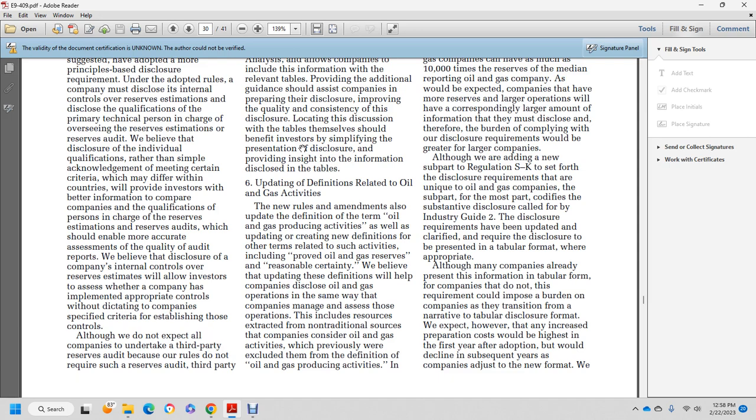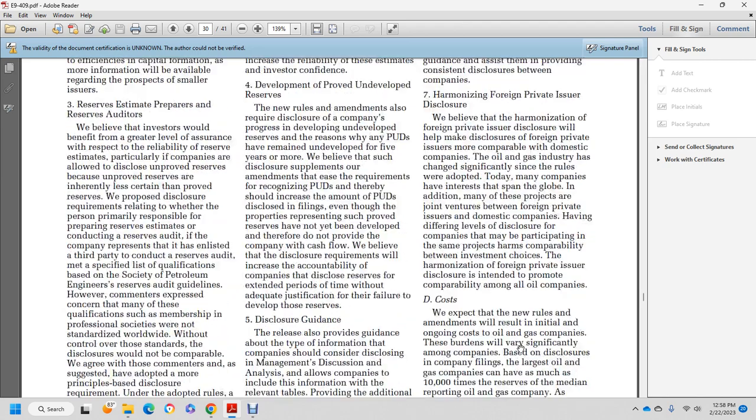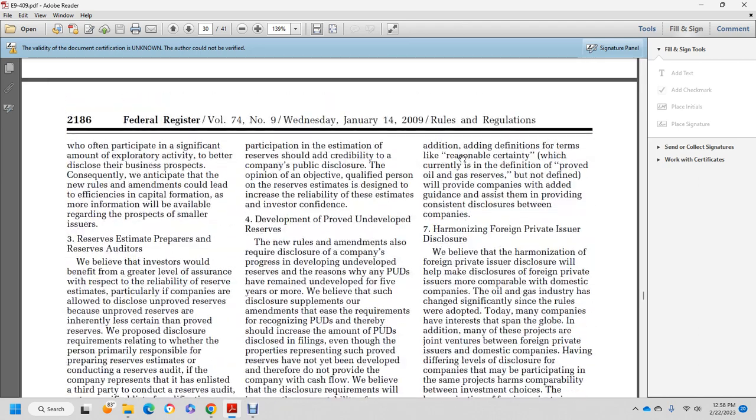I believe the updated definition will help companies discover oil and gas operations in the same way as managers, and ensure the operations include the reach over the extractive, non-traditional sort of companies, to consider oil and gas activity that was previously excluded from the definition of oil and gas producing activities. In addition, the definition of the term reasonable certainty currently proves the oil and gas reserve but is not defined, which will provide companies with guidance and consistent disclosure between companies.